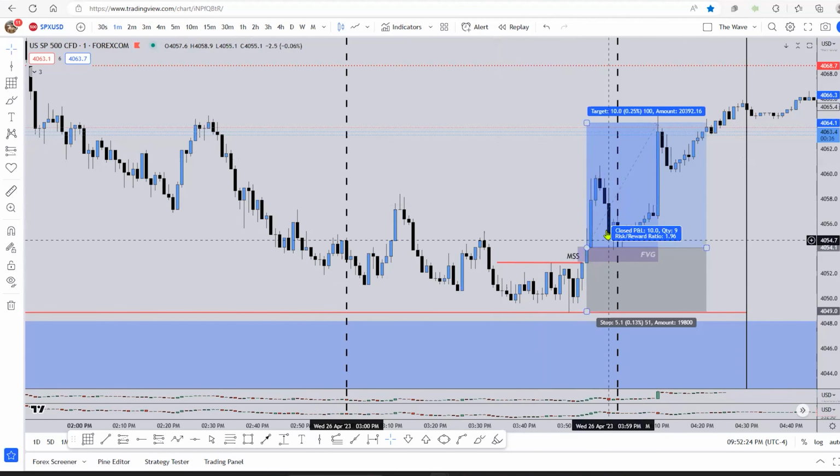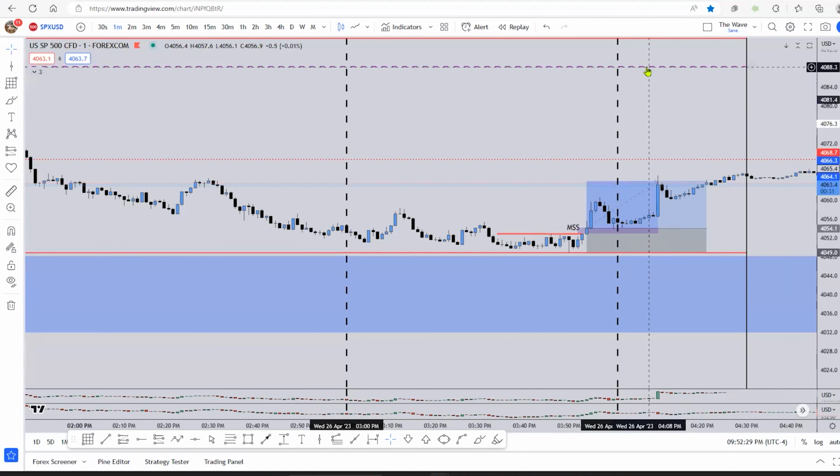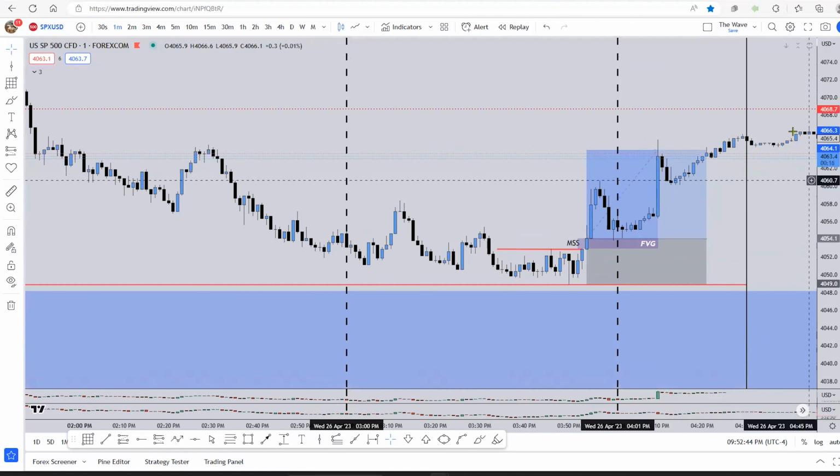Now, why would we be looking for buys? Because we're underneath midnight opening price, which is this price here, my purple dashed line. This is the opening candle price at midnight for this day. And so since we're underneath it, price is going to want to gravitate back up towards it.